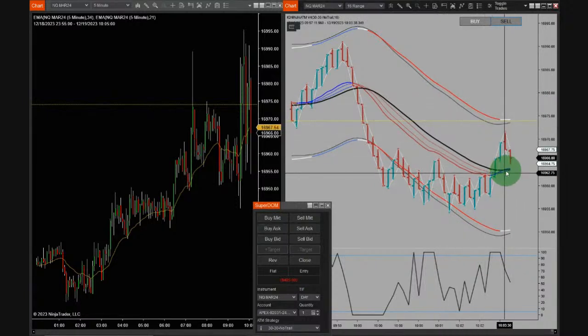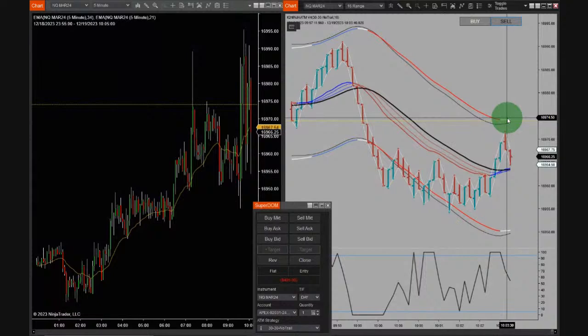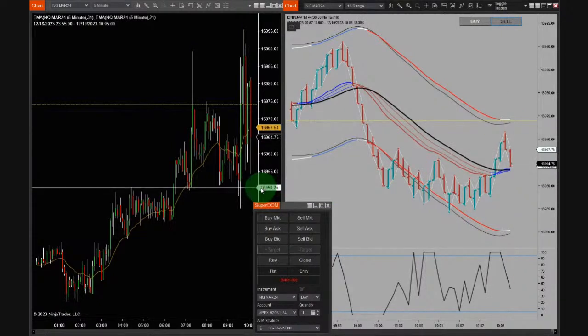I feel like the right thing to do here is to go long, but it's not a proper trade setup, so I'm going to be disciplined.